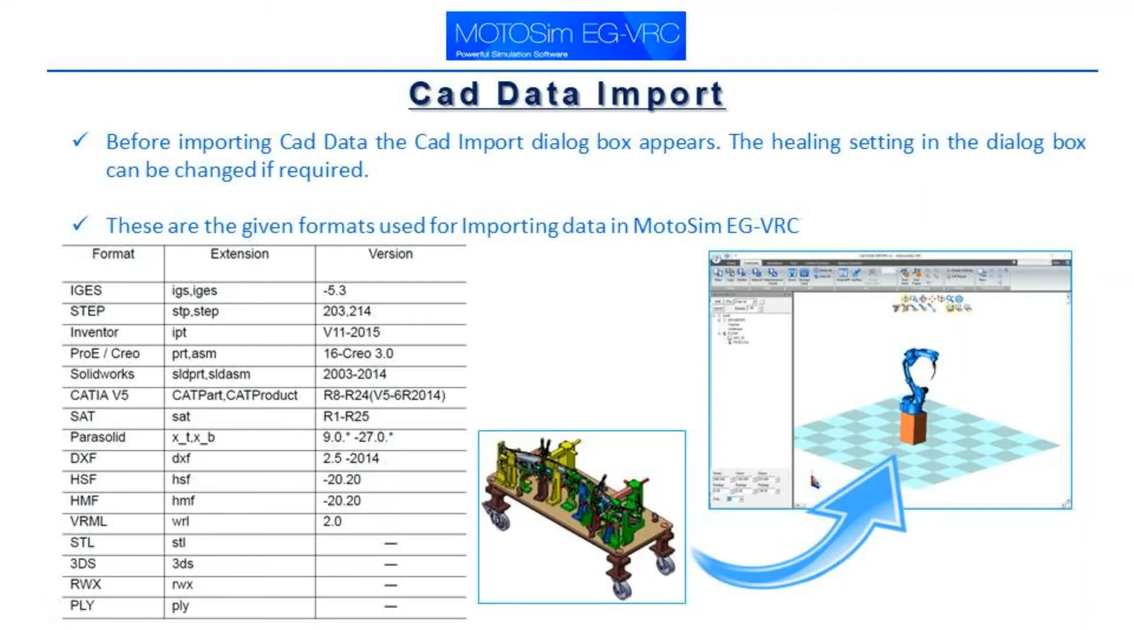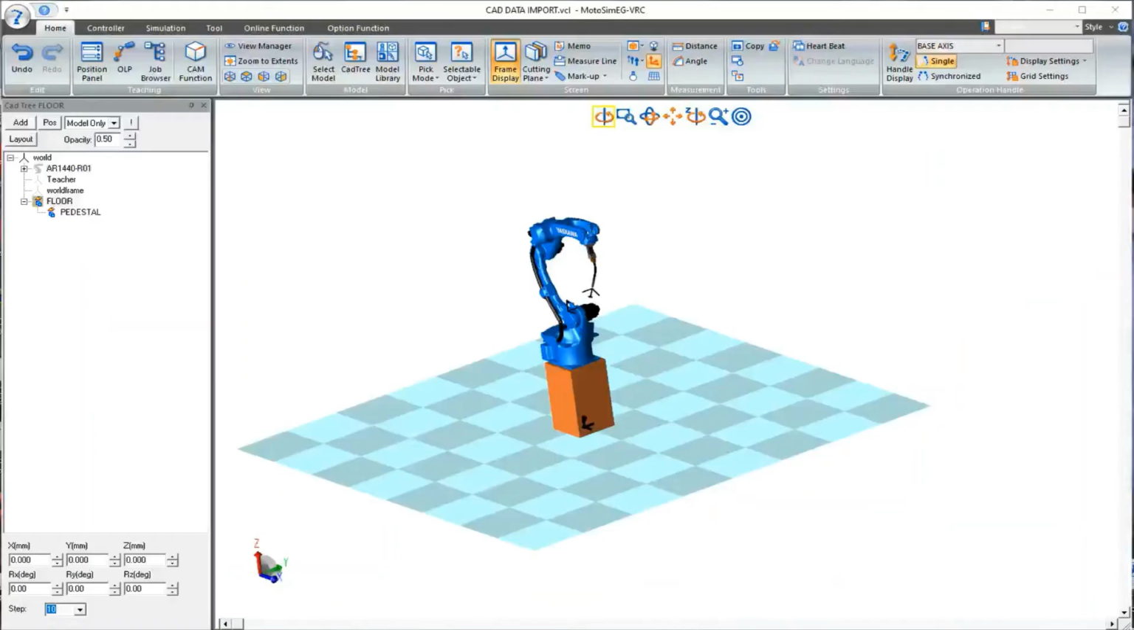CAD data import. Before importing CAD data, the CAD import dialog box will appear. The healing setting in the dialog box can be changed if required. These are the given formats used for importing data in Motosim EG VRC. Now we are going to add the arc welding fixture as an example.